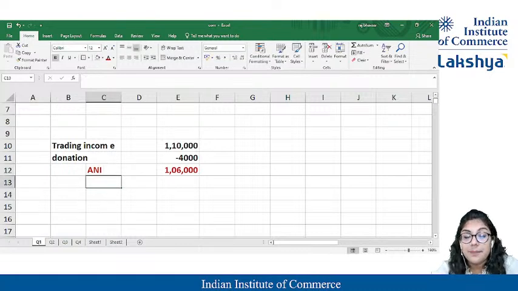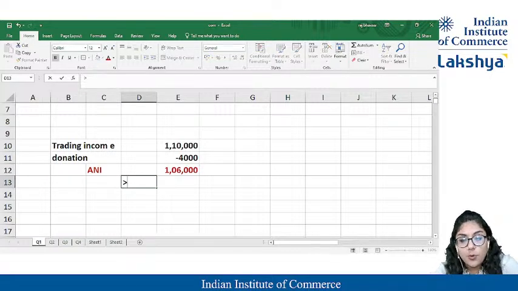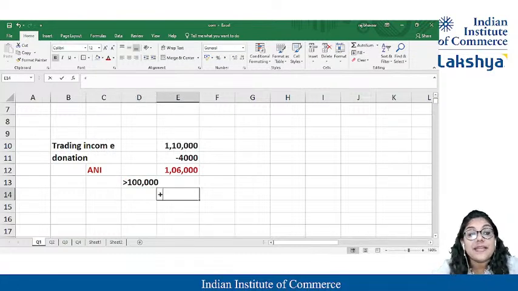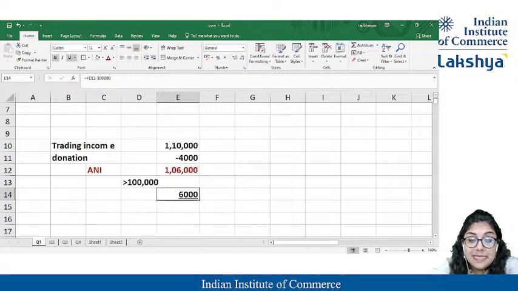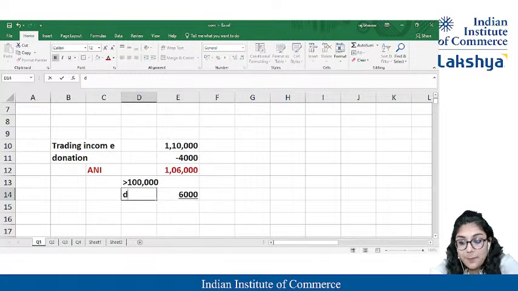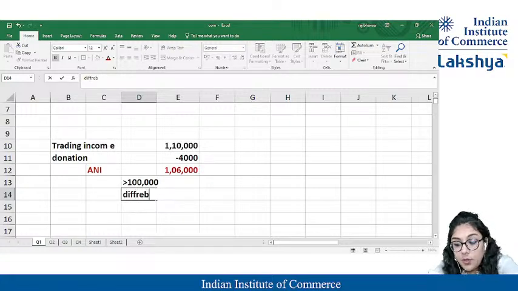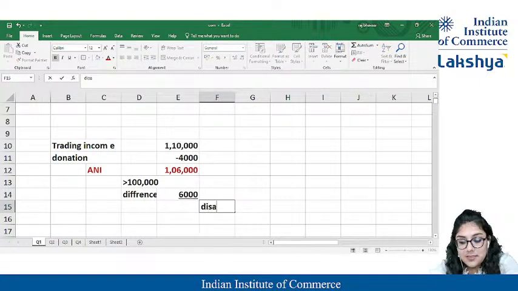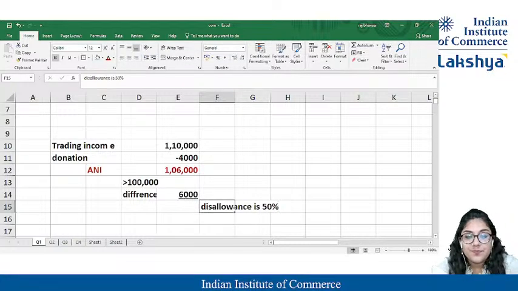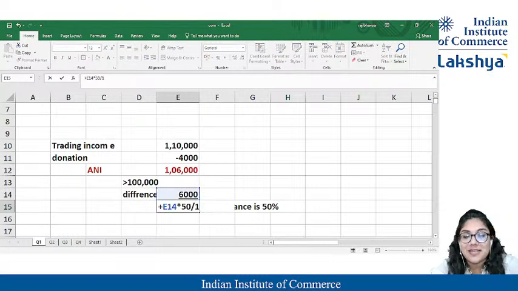Then you have to see, is your adjusted net income also more than 1 lakh? Yes. So please find out the difference, ma'am. 1 lakh 6 minus 1 lakh, it's 6,000. On the difference, guys, we have to disallow the personal allowance. Disallowance is 50%, so this into 50% comes to 3,000.